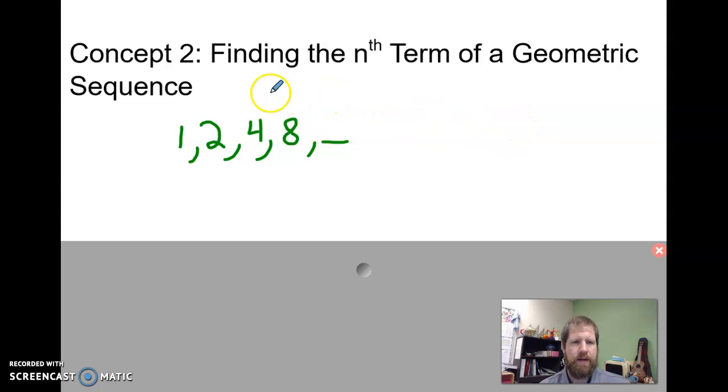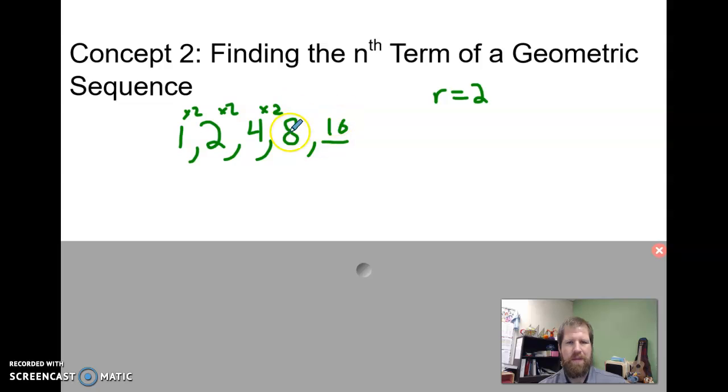Okay, so when we're looking at these, we're still looking at finding the common ratio, right? For this one, it's times 2 for each of these. My common ratio is 2. So to find this next one, I would just take my 8, multiply it by the common ratio of 2 to get my 16, right?